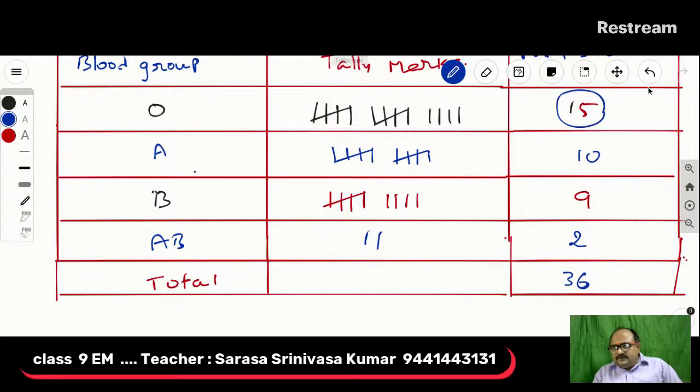So O is 15. We should write it 5 plus 5 plus 5. It is 15. So now let us count this. This is total equal to 36.